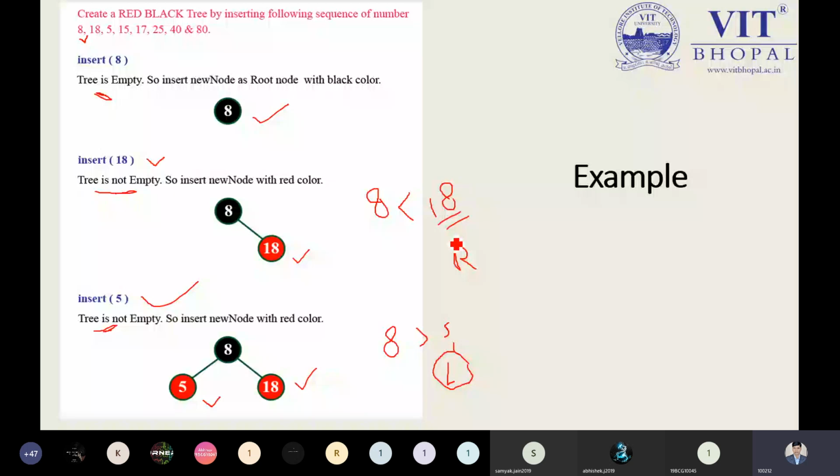Now after inserting 8, 18 and 5, is this okay, or any doubt? If you have any doubt over here, then you can ask me. No doubt? Shall I move ahead? Yes, sir, no doubt. Okay, now the tree is again not empty.